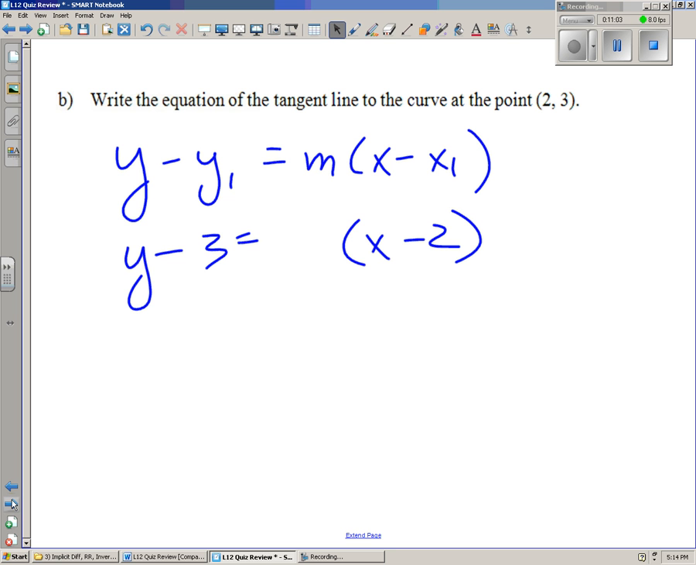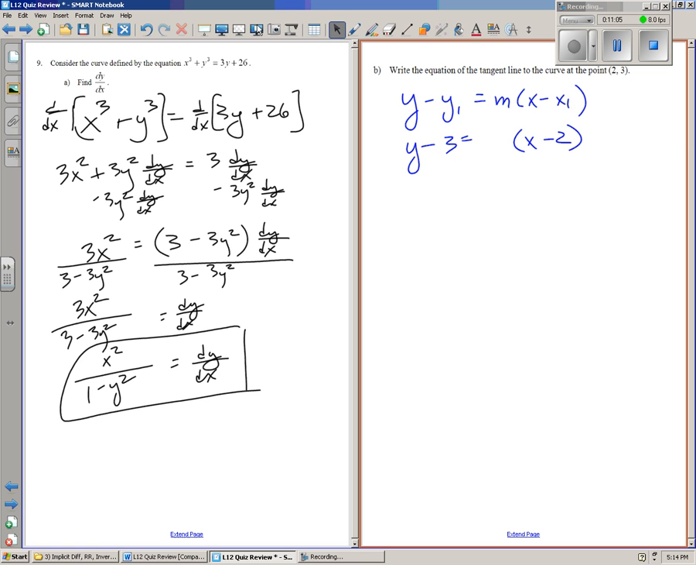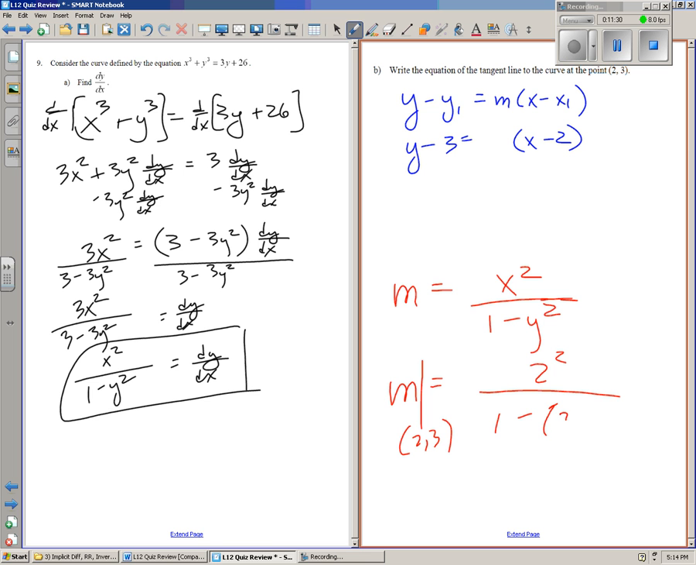M is going to come from the derivative. So in the last problem, we found the derivative to be x squared over 1 minus y squared. So the slope is x squared over 1 minus y squared. And they gave us the values for x and y. So now we know the slope at the point (2, 3) would be 2 squared over 1 minus 3 squared. So 2 squared is 4 over 1 minus 9, which is negative 8. So the slope is negative 1/2. And there would be your equation of the tangent line.